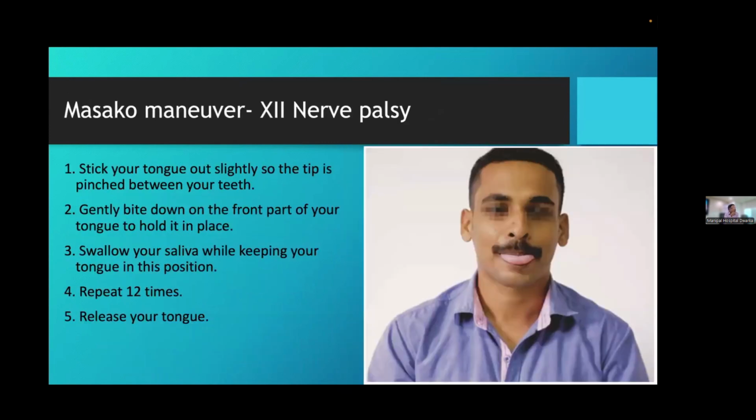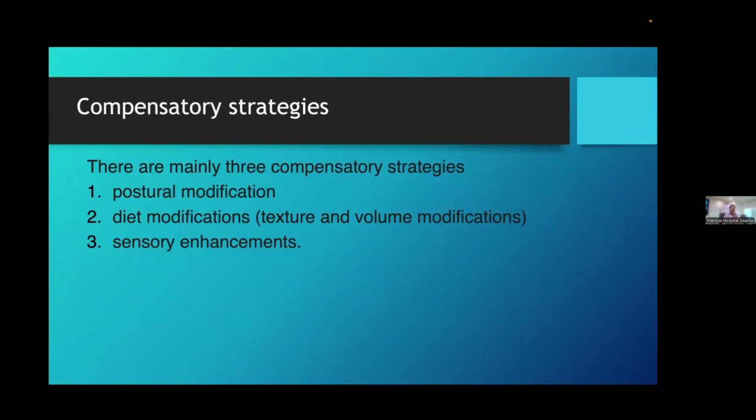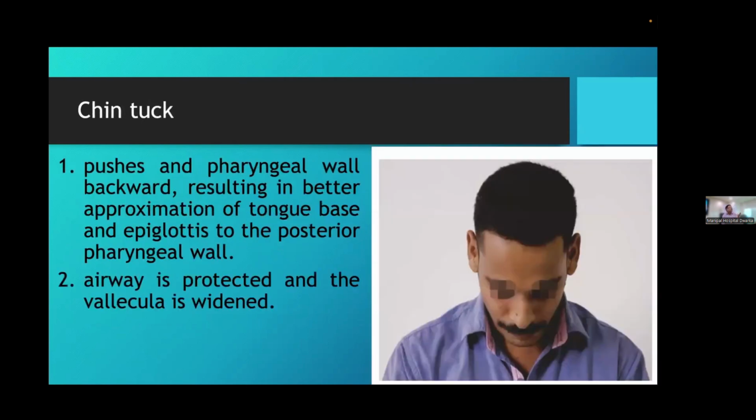Then for 12th nerve palsy, you can do a maneuver to strengthen the tongue muscles, right? The patient is asked to stick out the tongue, and he basically bites the tongue between the upper and lower alveolus, and then the patient is asked to swallow. Okay? So that is the Masako maneuver. Then there are compensatory strategies. You can modify the bolus. You can do dietary modification. You can do postural modification, and you can do sensory enhancement. So there are two methods.